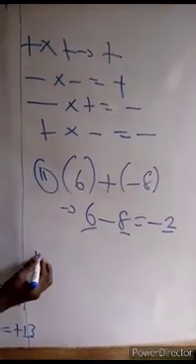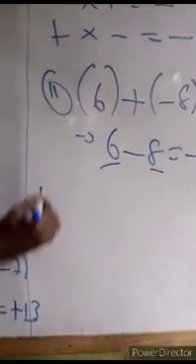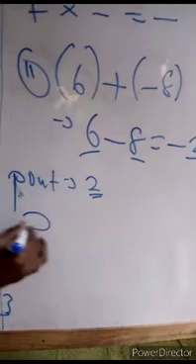Now the second aspect, we have the second point. We call it point 2. Point 2, we have the division aspect.